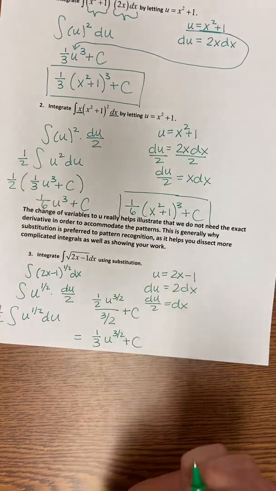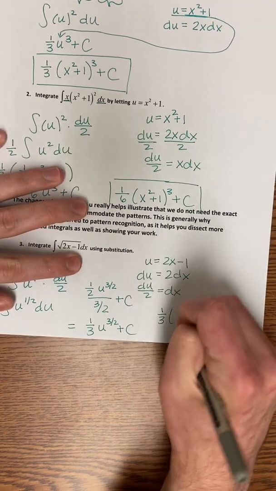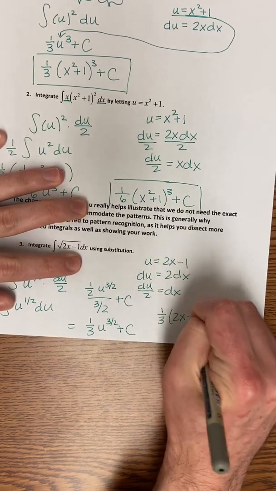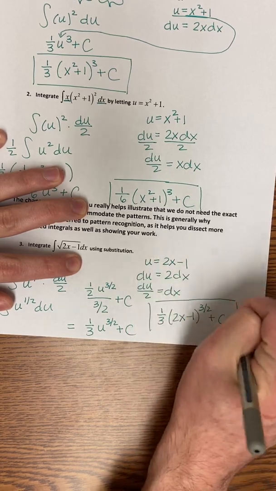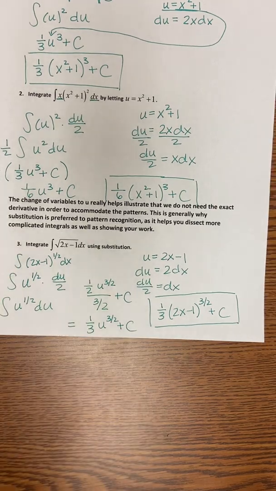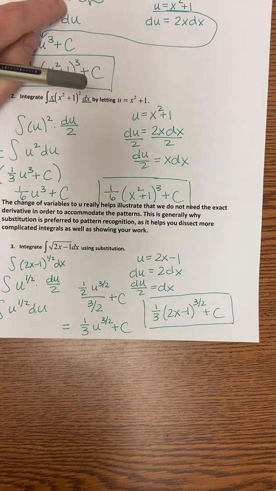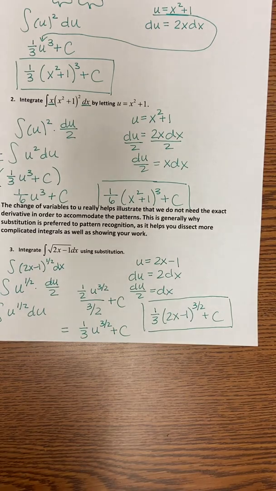And again, did we start with u? No, we did not, so I have to put back what it is: 1/3 times (2x minus 1) to the 3/2 plus c. So this is generally how we can clean up some complicated products that look like there's a relationship between what's inside a function and what's outside in terms of their relative power.